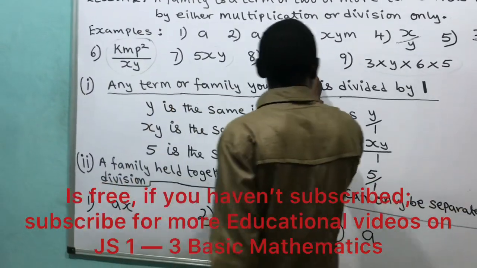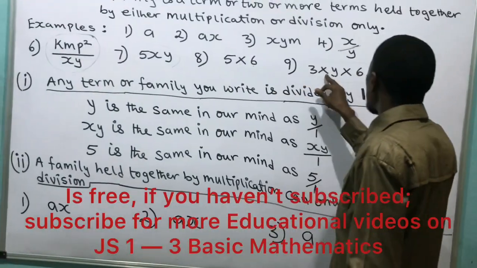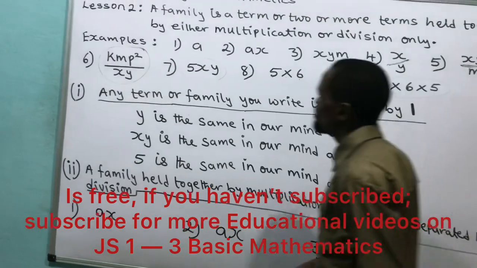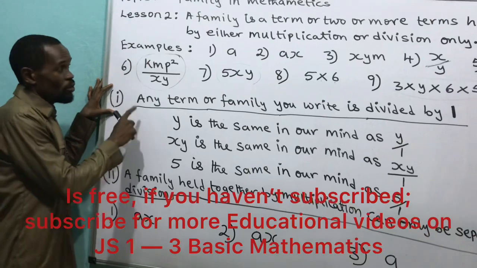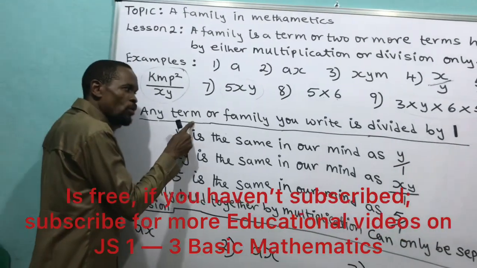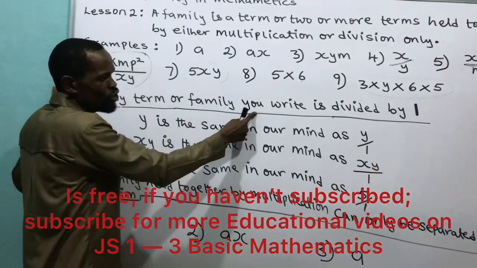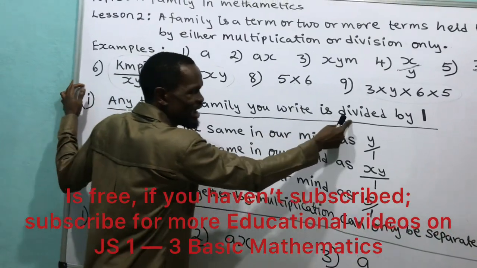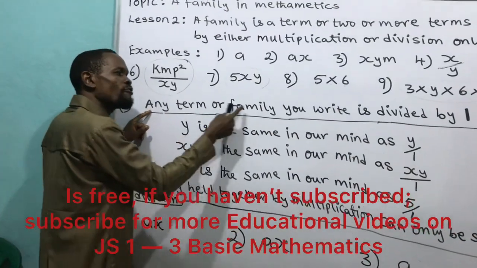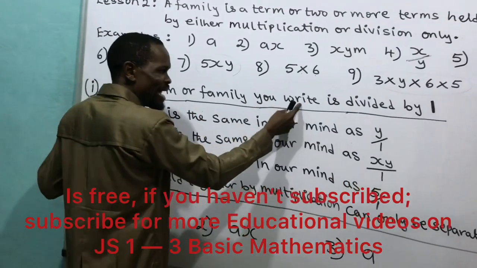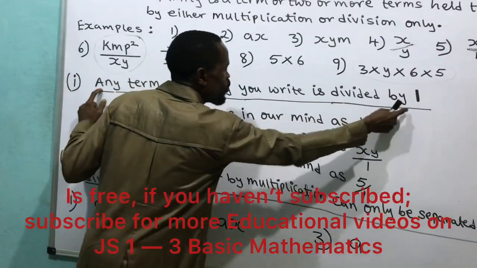And 5 times 6 is a family. And 3 times y times 6 times 5 is a family. And I come to this: when I said, any term or family you write is divided by 1. What does it mean? Any term or family you write is divided by 1.